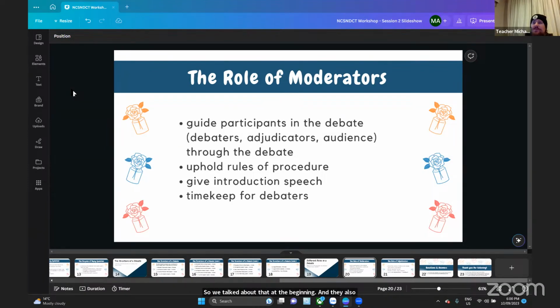As we mentioned, each debater has a set amount of time to speak, a set amount of time to prepare. And the moderator keeps a stopwatch to make sure that everybody sticks to those time limits.